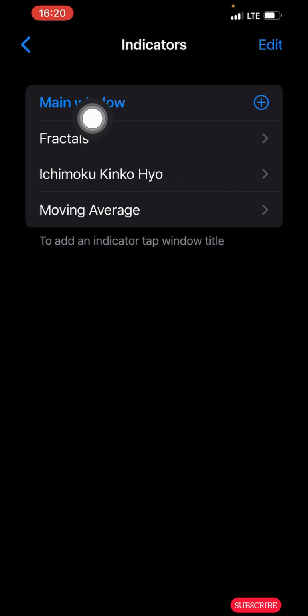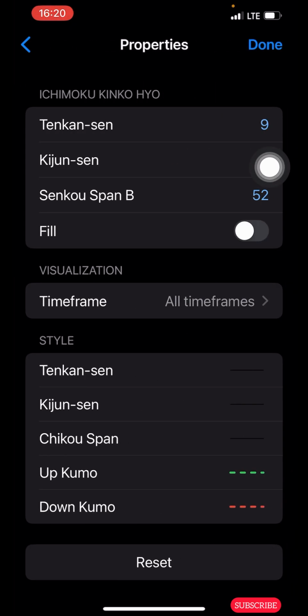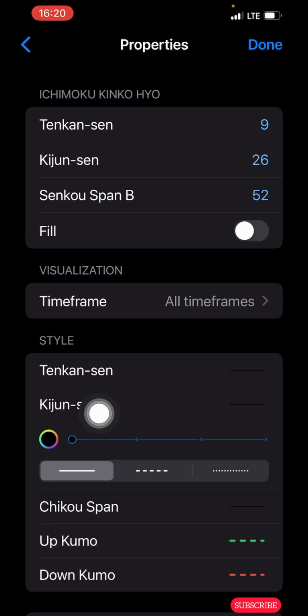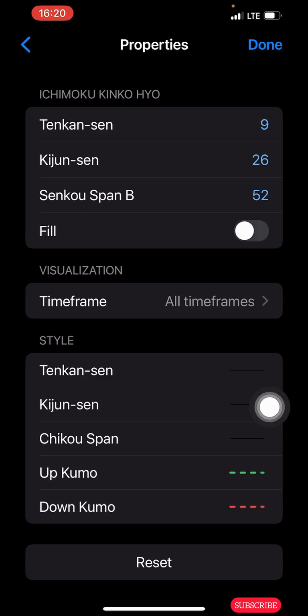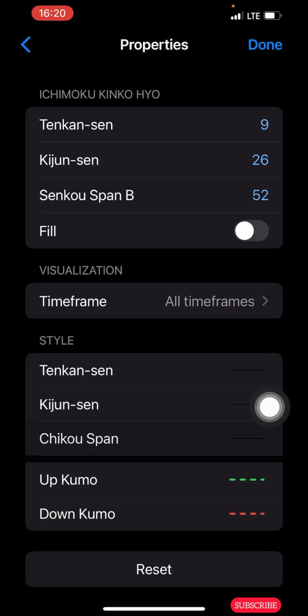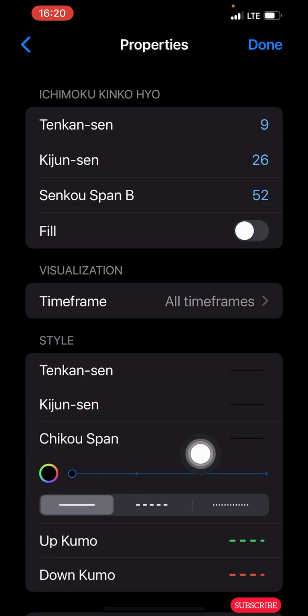You click on the main window plus icon again, you search for your Ichimoku. Now these are the properties for the Ichimoku. The Tenkan Sen is 9, Kijun Sen is 26, and Senkou Span is 52. You unfill it. The time frame is all time frames. Under the style, the Tenkan Sen, you make it the color of your background. Kijun Sen, you make it the color of your background. Use 1 pixel for it, right? The Chikou Span, you make it the color of your background, 1 pixel for it.